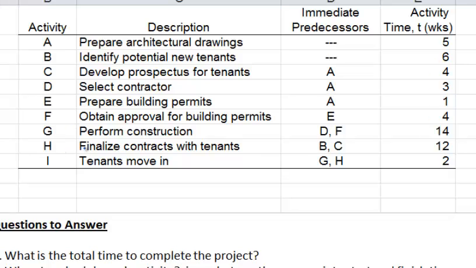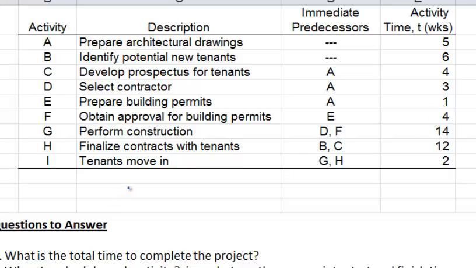Now for H, finalize contracts with tenants. You need to have the tenants, so you need to have identified the potential new tenants and developed a prospectus for them. So B and C are the predecessors for activity H. The last activity, tenants move in, could be done only if you have completed G and H, that is, construction should be completed, and you should have the finalized contracts on hand. Now, once the tenants move in, then you're done. You can relax, sit back, and just wait for the monthly rent checks to come in your mail.